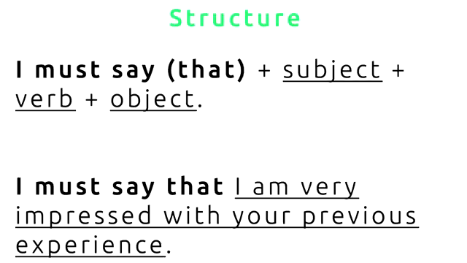Now, I hope the meaning is much clearer for you now. Let's look at the structure of this English pattern. Here it is. I must say that, remember, that is optional. You can include it or not, plus a subject, plus a verb, plus an object. So it's basically a sentence. I must say that plus a sentence. For example, I must say that I am very impressed with your previous experience. So you can see, if we just say, I am very impressed with your previous experience, this is a full sentence. It's a full grammatical sentence.